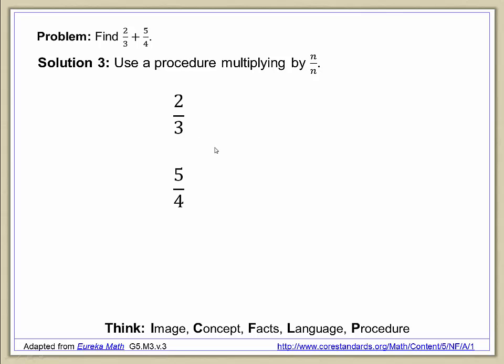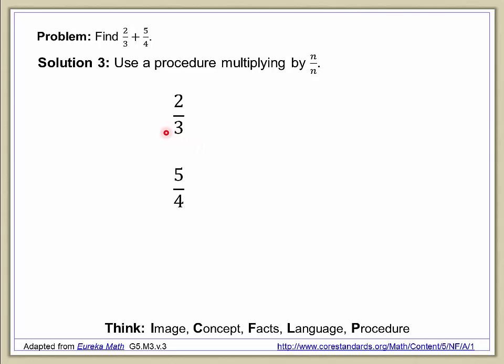Next, we'll look at the same problem that we began this series with, 2/3 plus 5/4. But now that we've got an understanding of what's going on through the more pictorial approaches in the previous slides, we're going to go procedurally. And this time, start with the procedure of multiplying the numbers by n over n to get equivalent fractions with common denominators. So here are our two numbers, 2/3 and 5/4.